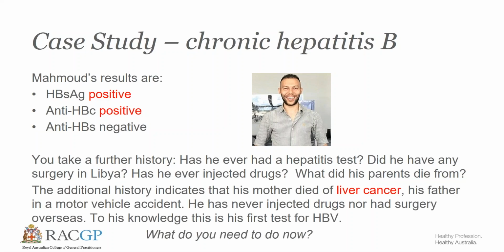So importantly, you find out that his mother died of liver cancer. His father, unrelated. He's not injected drugs nor had surgery overseas. And to his knowledge, he's not previously been tested. So this starts to add up now. His mother probably had chronic hepatitis B as well, passed it on to him in infancy, probably at birth, and unfortunately she died from the complications of that chronic hepatitis B. So what do you need to do now?